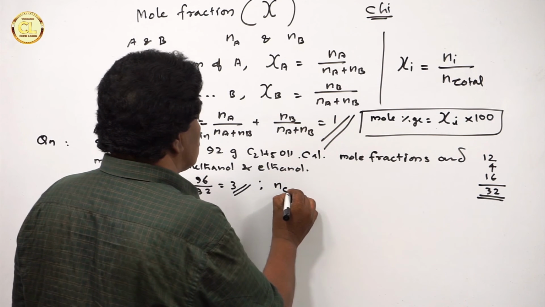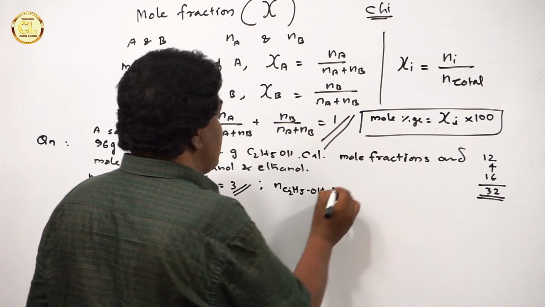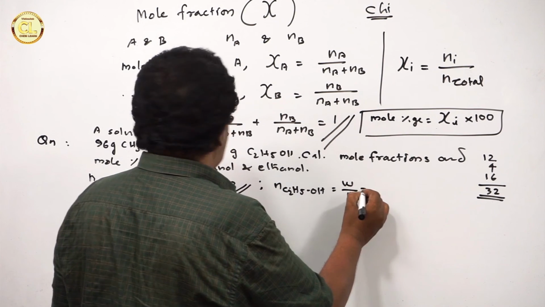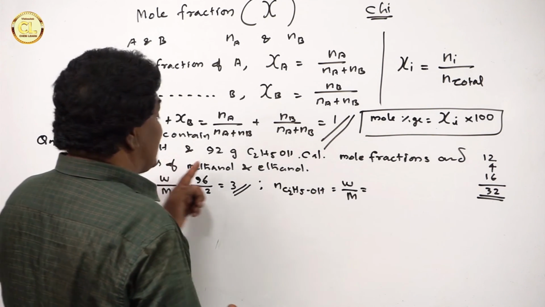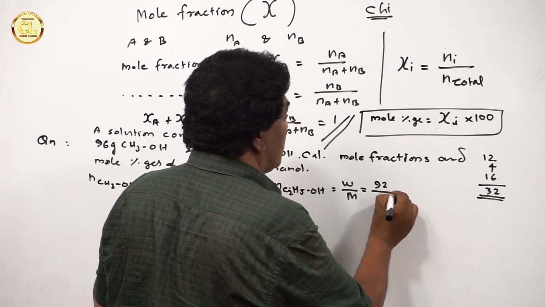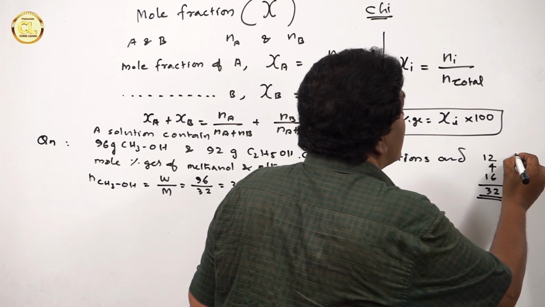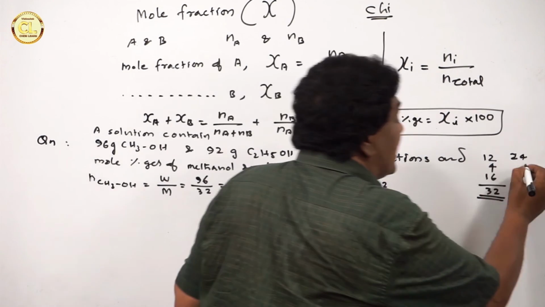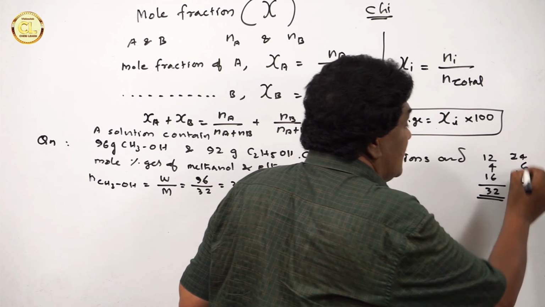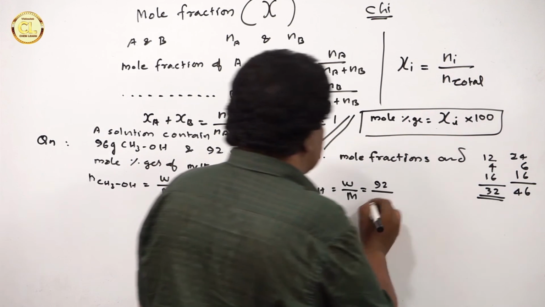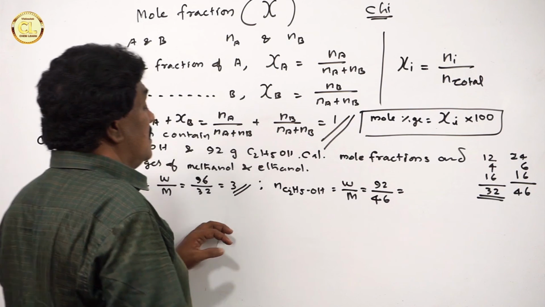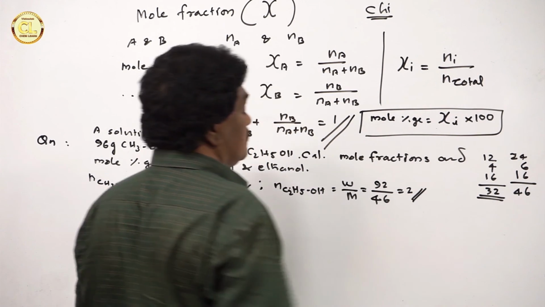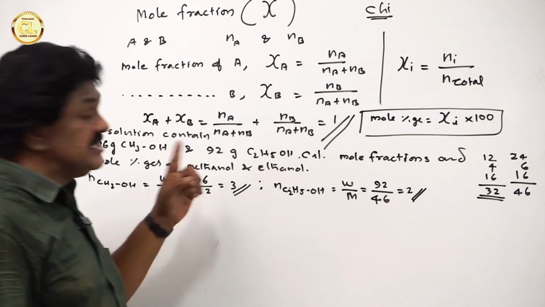Similarly, we can calculate the number of moles of ethanol, C2H5OH. It is also calculated using the formula W by M, that is, the mass of the ethanol in the solution, 92, by molecular mass. Ethanol: there are 2 carbon atoms, so 24; there are 6 hydrogen atoms, 6; and there is 1 oxygen atom, 16. Therefore, 46. So, the molecular mass of ethanol is 46. 92 by 46 is equal to 2. This is the number of moles of ethanol in the solution.